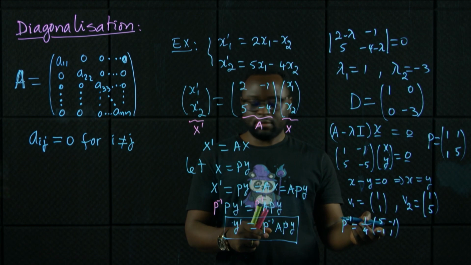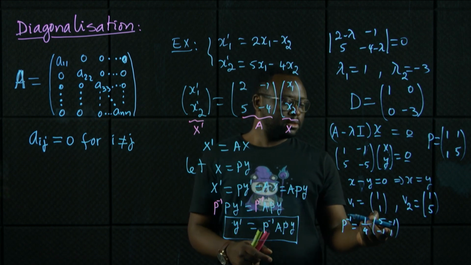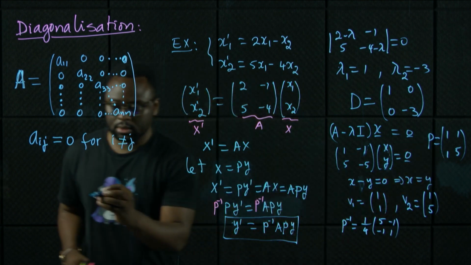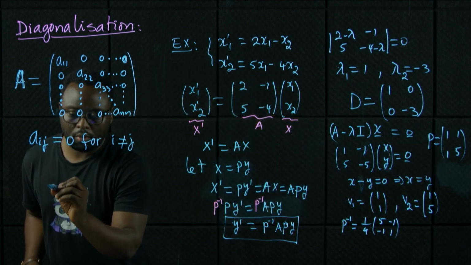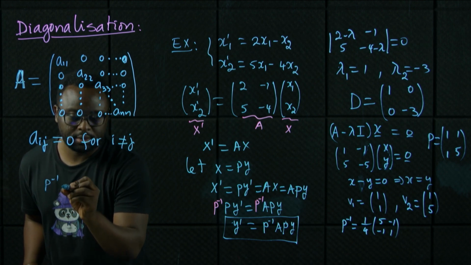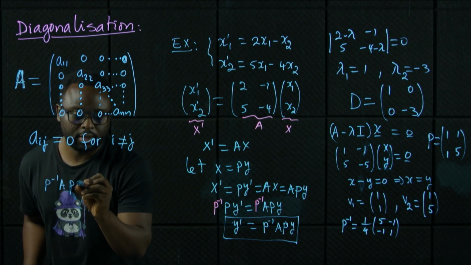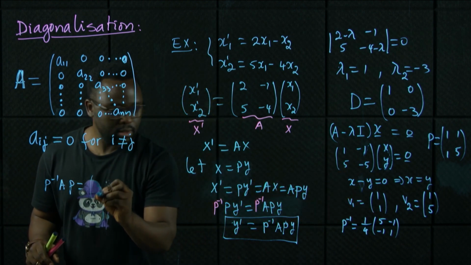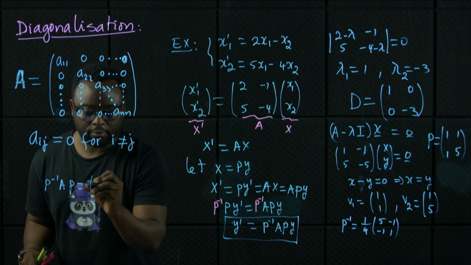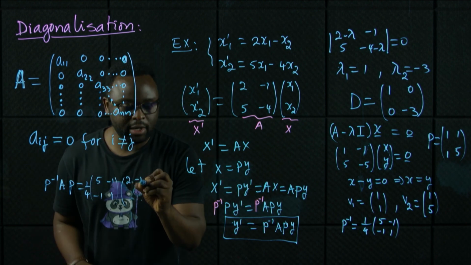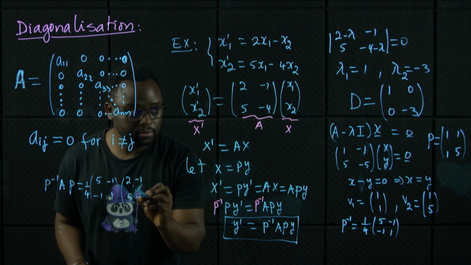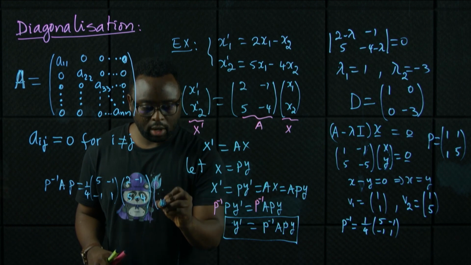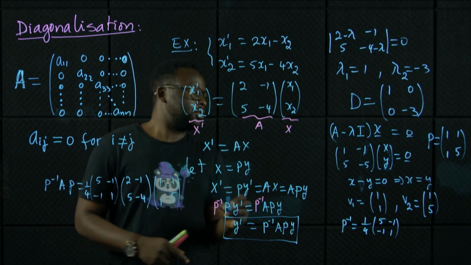At this stage, this is what we have as inverse. So if I take the inverse of this matrix, and I multiply by the matrix A, and I multiply again by P, this is P inverse times A times P. P inverse here is given by this. Let's take it like this. The matrix A is 2, minus 1, 5, minus 4, and the matrix P is 1, 1, 1, 5. This is what we have.